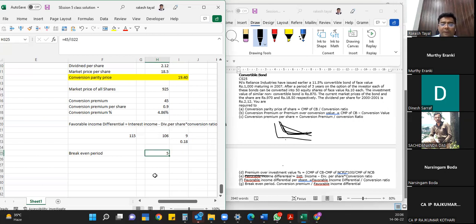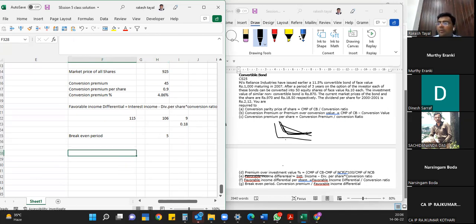Conversion premium divided by favorable income differential. Right. Clear? Now next.